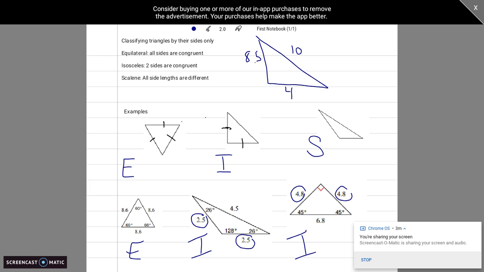Because all 3 of those side lengths are different, and any difference for that matter, it has to be a scalene triangle. Even if it's off by just the slightest, it's not the same. If this was 8.5 and 8.51, it would not be isosceles. It would still be scalene.